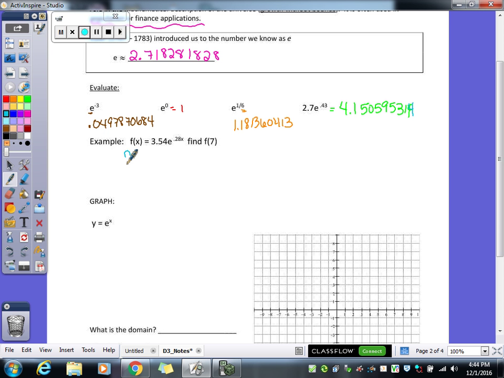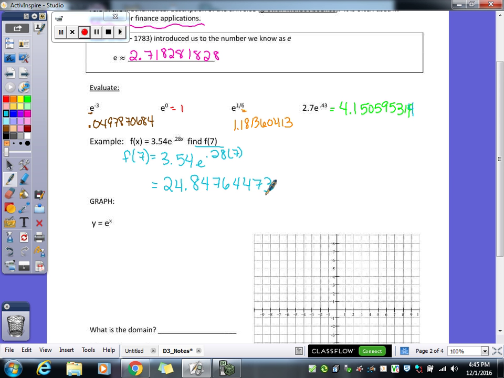Next one, same thing. We're going to plug a 7 in for x because they told us to find f of 7. You got to make sure you remember to put in your exponent there that it's times a 7. 3.54 e to the 0.28 times 7 power. So when we type that in, we get 24.847644773.